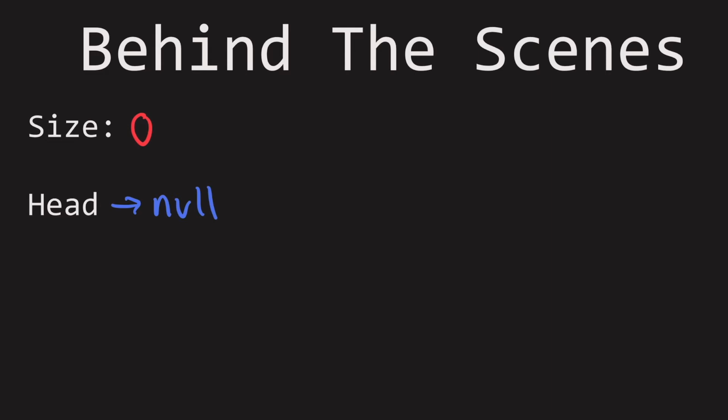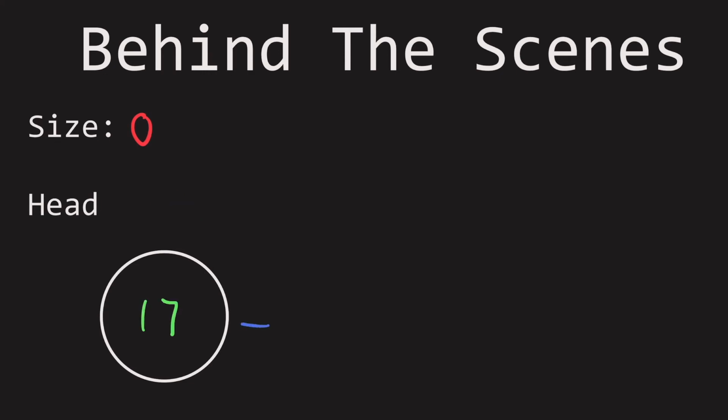Let's suppose this is an integer array list. Say we wanted to add 17 to the list. A new node is created in memory and assigns the data value to 17. Then we point 17's node to null and the head to 17's node. And the global variable size increases to 1.